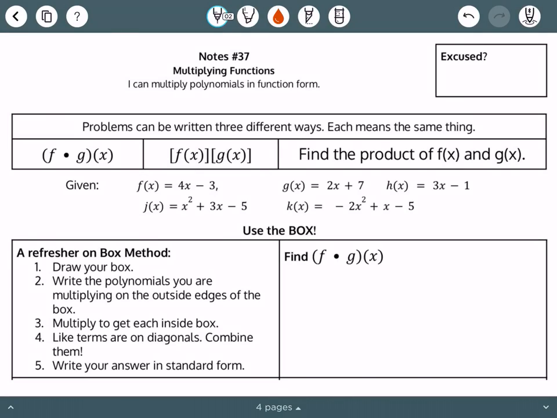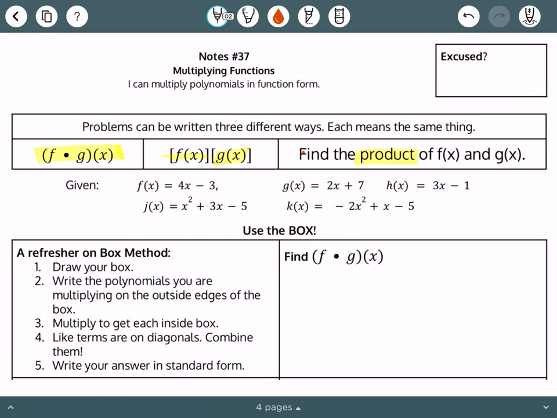Hi, good morning. We are multiplying functions today. So the same as we saw yesterday, if we have something that's being multiplied, it's the same as if we just multiply f of x times g of x, and we're going to find the product. The way that we're going to do that is using the box method. So hopefully you guys remember that and are familiar.